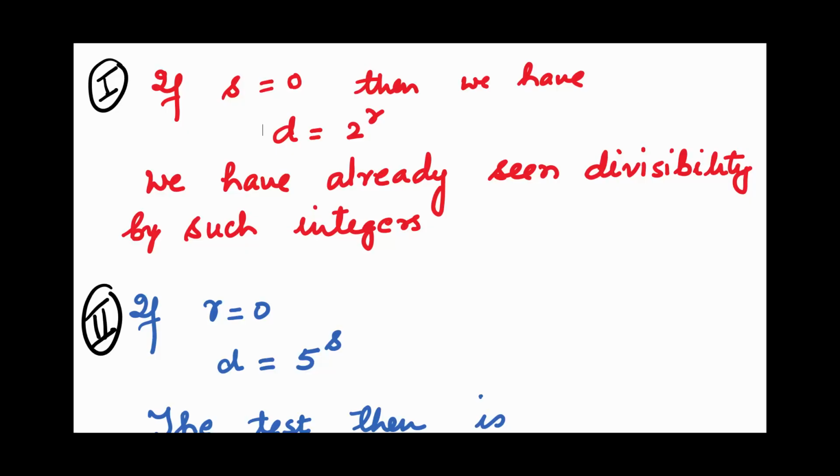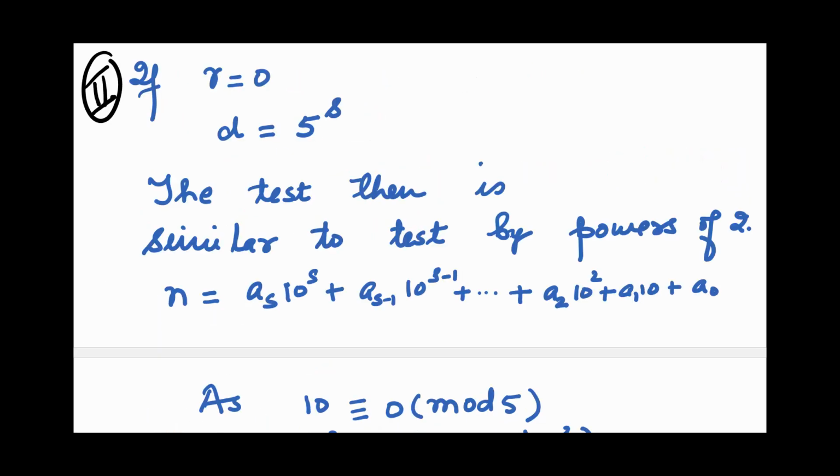If s is equal to 0, then our divisor d becomes 2 to the power r. Divisibility by powers of 2 we have already done earlier. Case 2. If r becomes 0, then the divisors d are of the form 5 to the power s. That is, we have powers of 5. The test then is similar to the test by powers of 2.